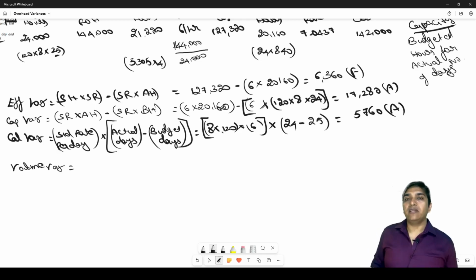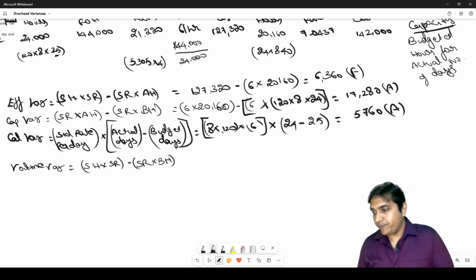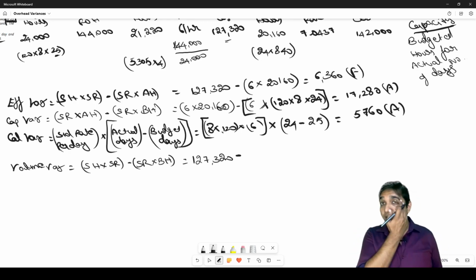Now next let us calculate our volume variance. What is the formula for calculating volume variance? It is standard hours into standard rate minus standard rate into budgeted hours. So what is my standard hours? You can straight away take my standard hours into standard rate, which would be my standard cost, 127,320, minus standard rate into budgeted hours. What is standard rate into budgeted hours? It is my total budgeted cost, 1,44,000.